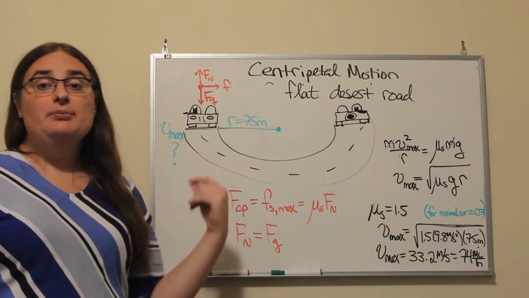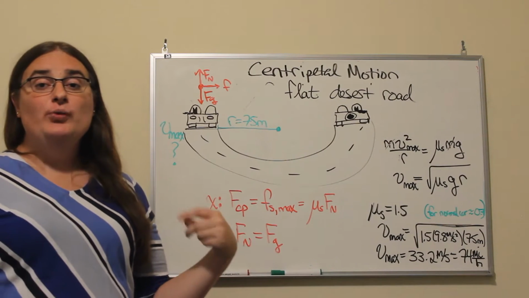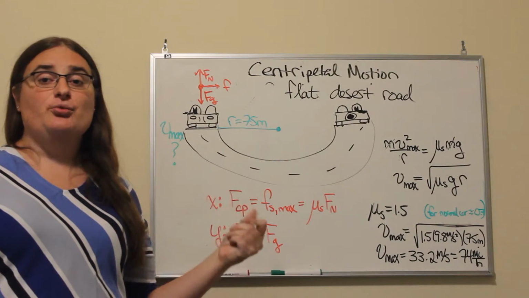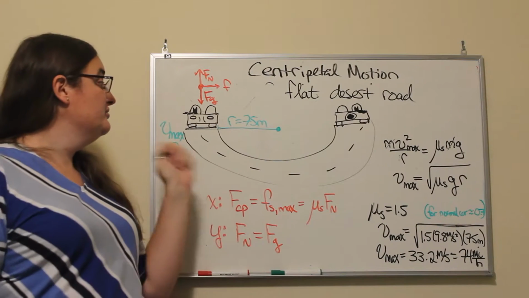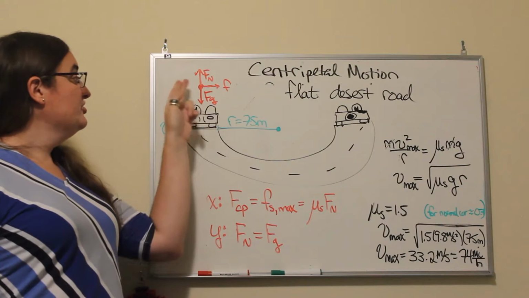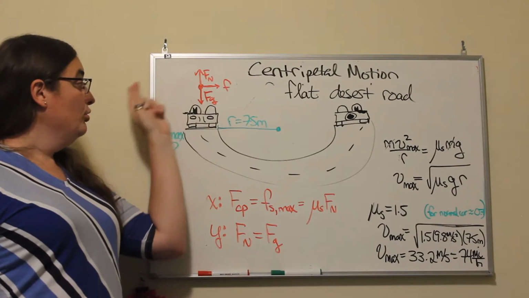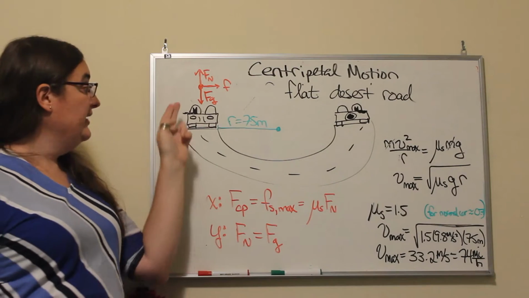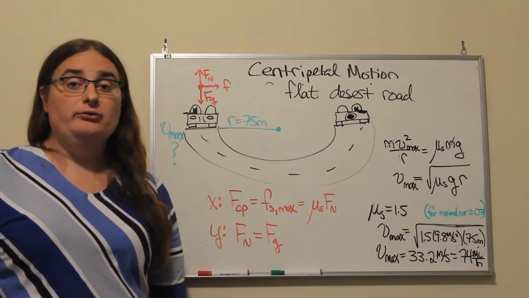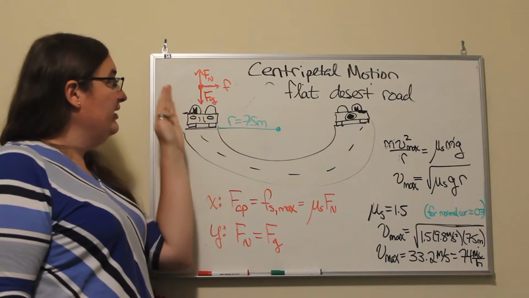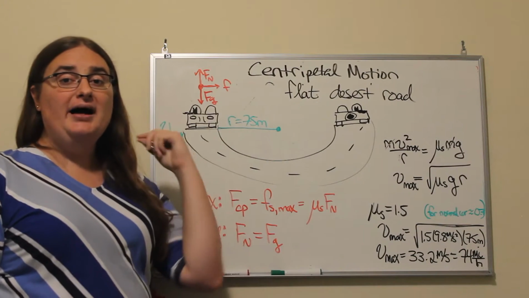Well, in order to be able to turn in the first place, we need a force that'll change the direction of the motion of your car. So, if we look at the forces, well, on Earth or any planet, we would have a weight pointed straight down. If the road is flat, we'd have a normal force pointed straight up.